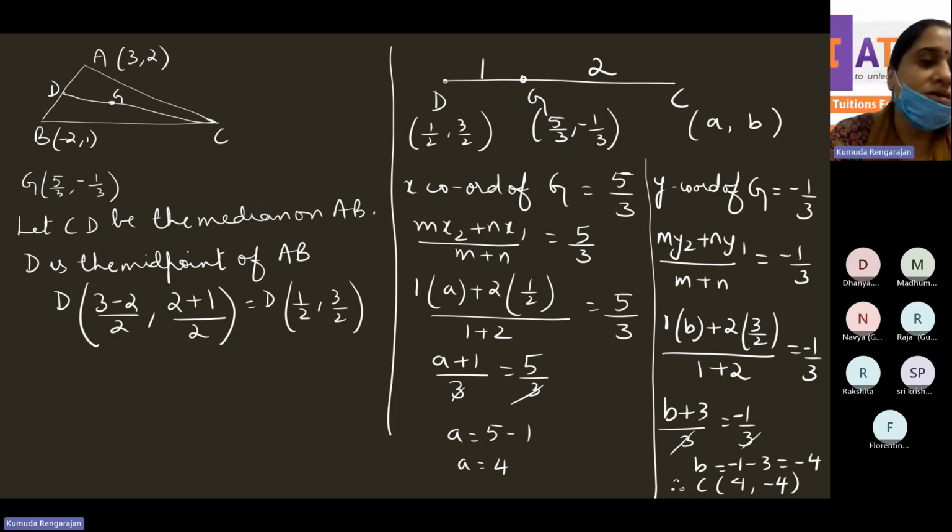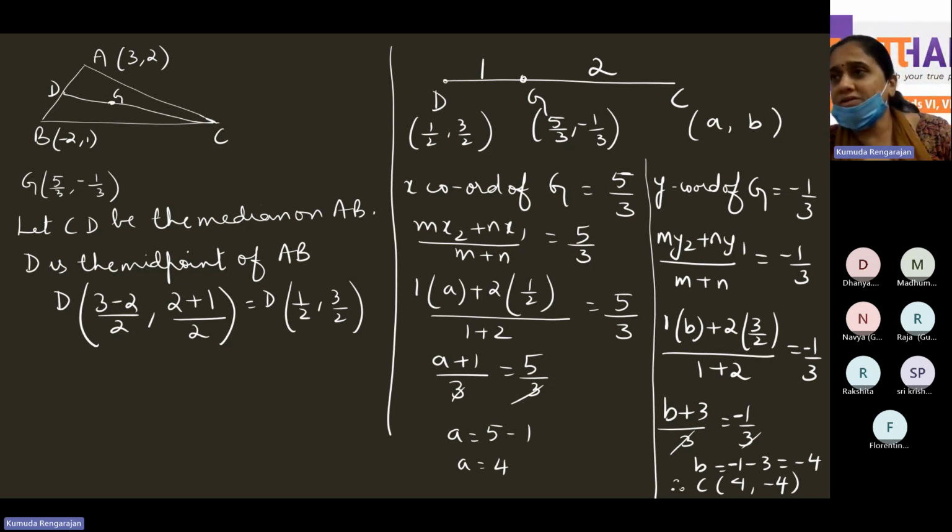Okay, so let's start by finding the coordinates of D, the midpoint. X1 plus X2 by 2, Y1 plus Y2 by 2. D is the midpoint of A, B. So you should use the coordinates of A and B. A will be X1, Y1, B is X2, Y2, and find the coordinates of the midpoint, D.